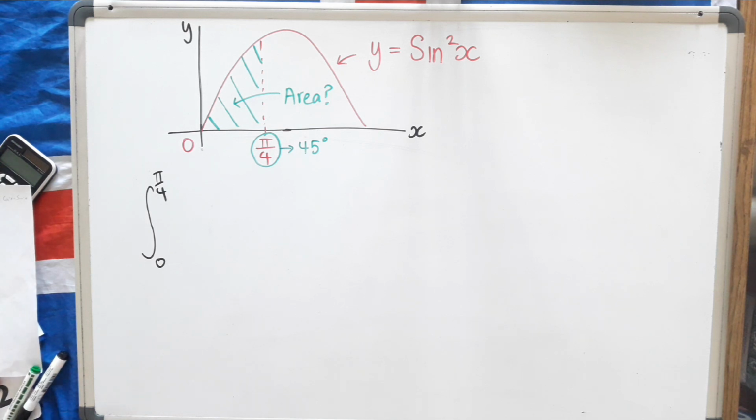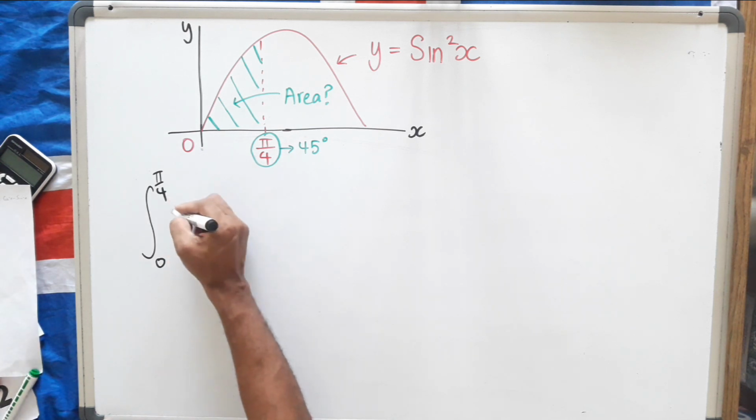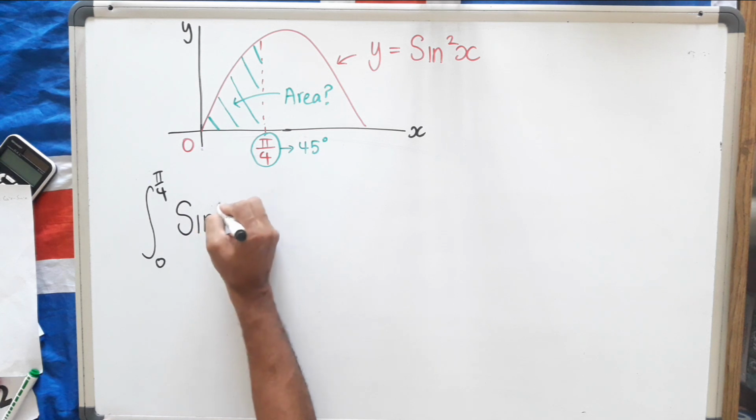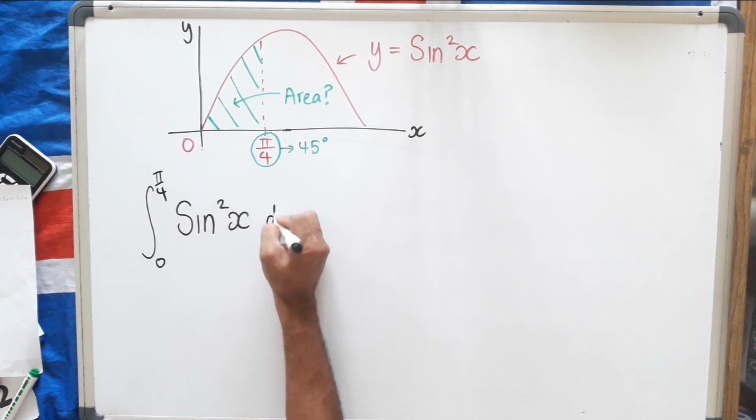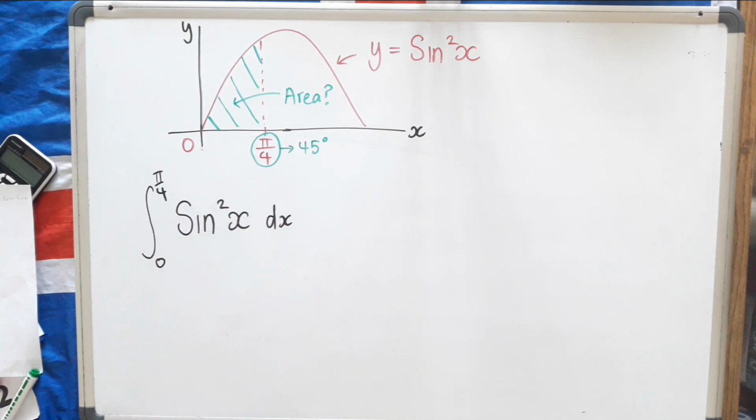So we are going to integrate sine squared x between 0 and pi on 4. Now here's the thing. Most likely you think you know how to integrate sine squared x.